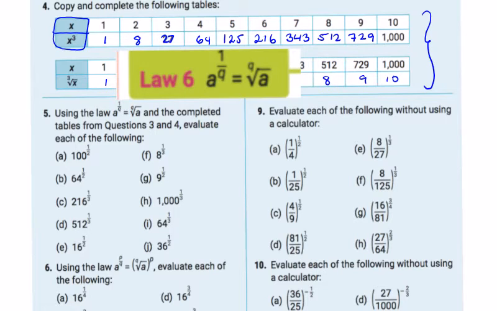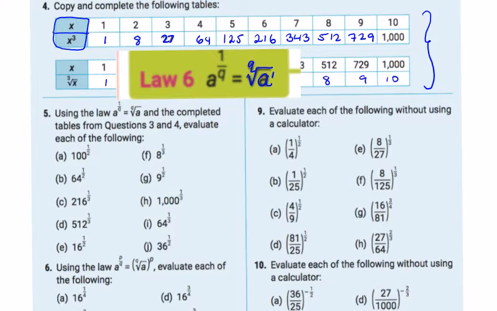This is law 6. A to the power of 1 over q is equal to what we have here, the square root of a, and we have a q in here. So similar to what I explained before, the a to the power of 1 over q goes in the v of the square root symbol. And using the completed tables, we're asked to evaluate each of the following.